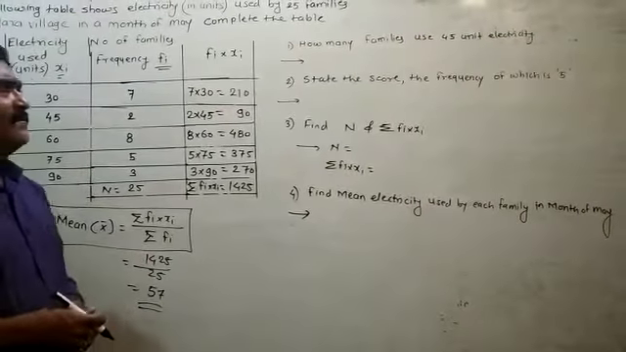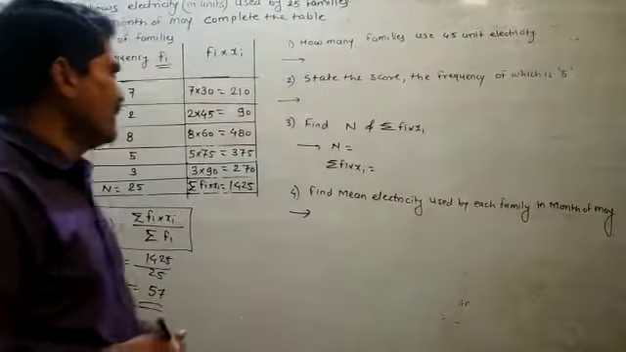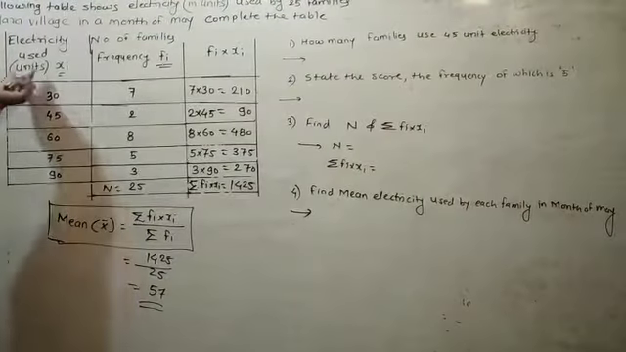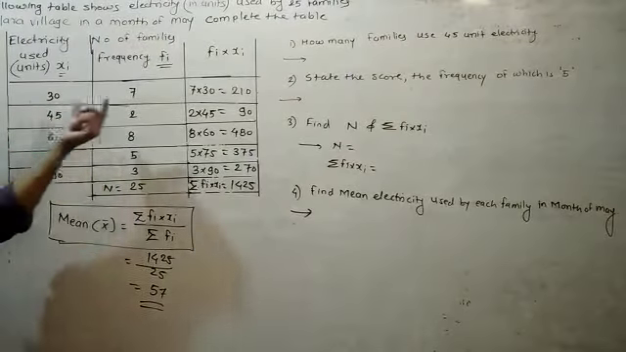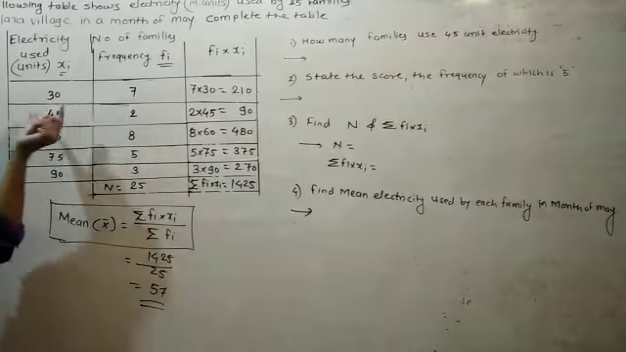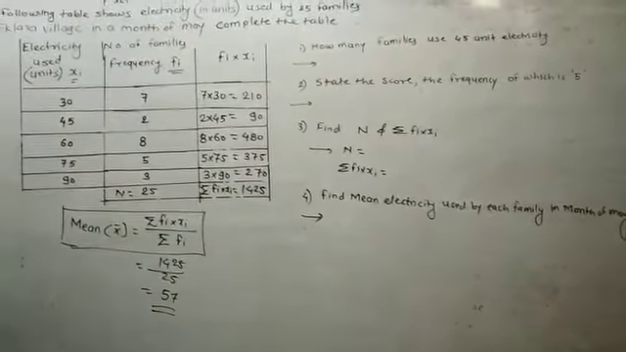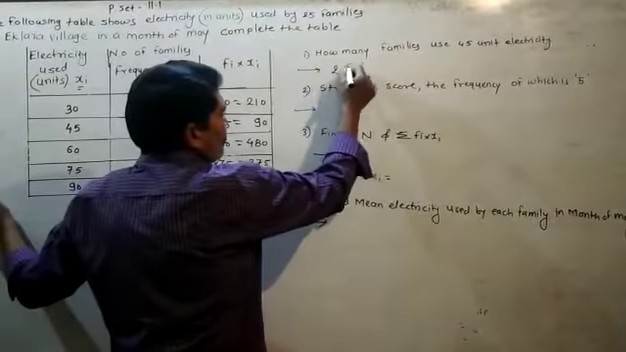Then the questions are like this: how many families use 45 units of electricity? These are the units, 45 units electricity. These are the families. 2 families use 45 units of electricity in that month. So here you have to say that 2 families.